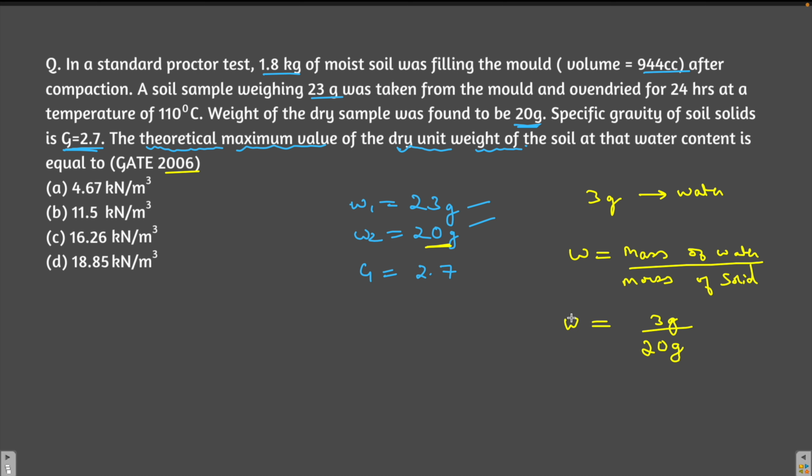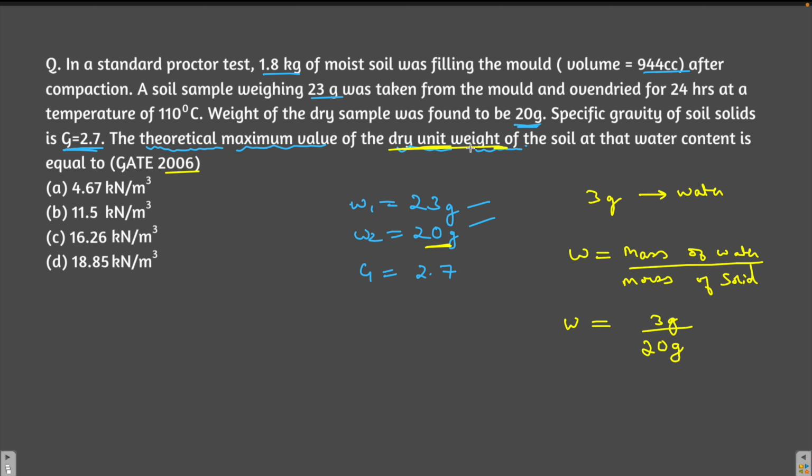So once we get the water content, what are they asking you? They are asking you the theoretical maximum value of dry unit weight. What could be the theoretical maximum value of the dry unit weight? We know that theoretically the maximum dry unit weight which a soil can achieve is when there are no air voids present in the soil. And when there are no air voids, the soil is 100% saturated. And when this condition appears, it is known as the zero air void line. I have already explained the concept of the zero air void line in my lecture. Kindly go through the lecture.